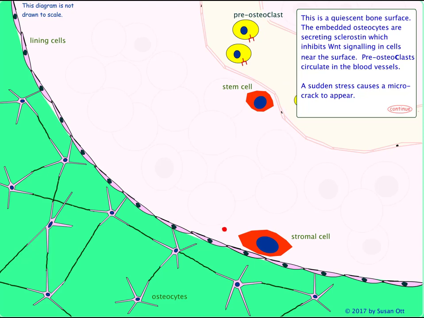This is a quiescent bone surface. There are osteocytes embedded in bone which secrete sclerostin. Sclerostin inhibits Wnt signaling in cells near the surface.